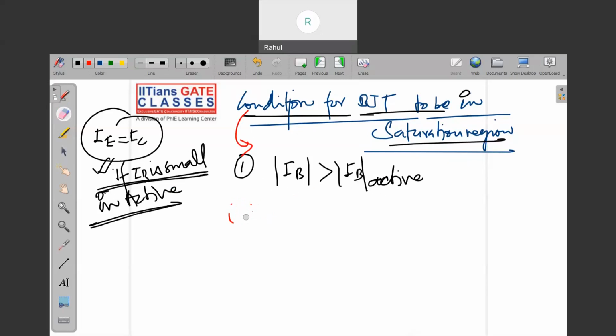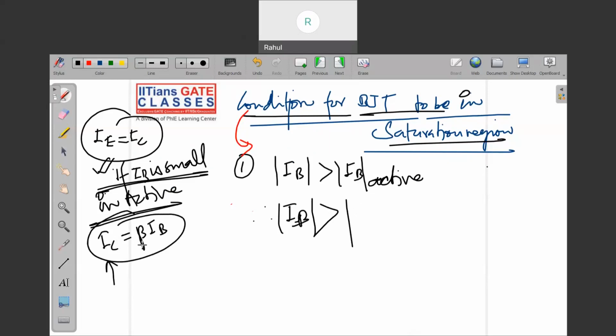If this condition happens, then IB is greater than IB active. What is IB active? You know that IC equals beta IB. This relation holds true for the active region, so the region of operation must be active. Your BJT should be in the active region. You know the condition: if the emitter base junction is forward biased and the collector base junction is reverse biased, the BJT will be in the active region.